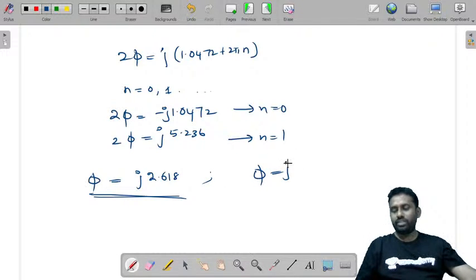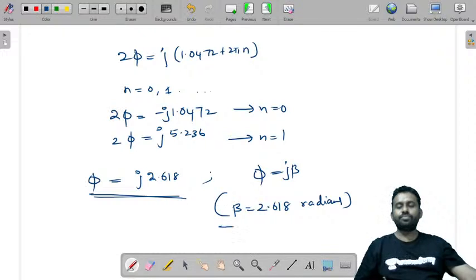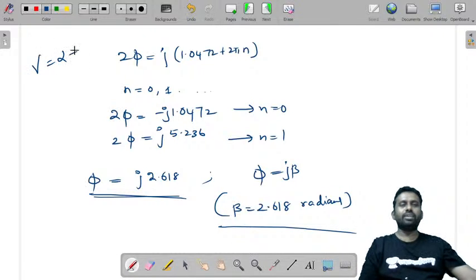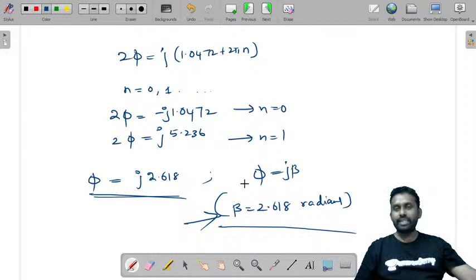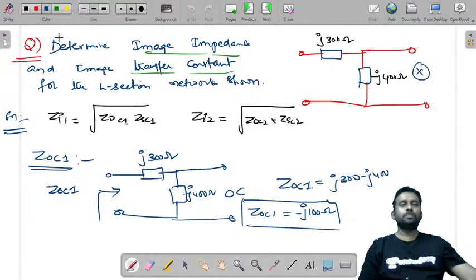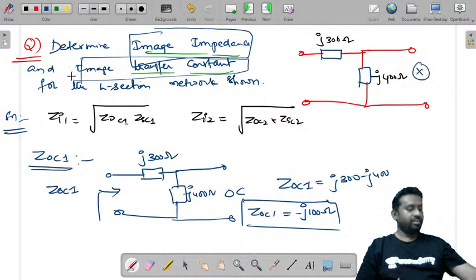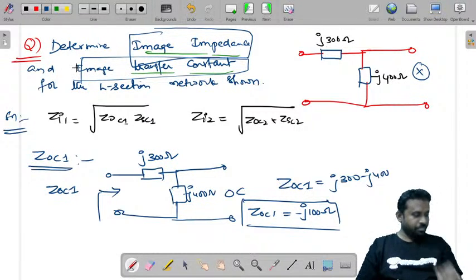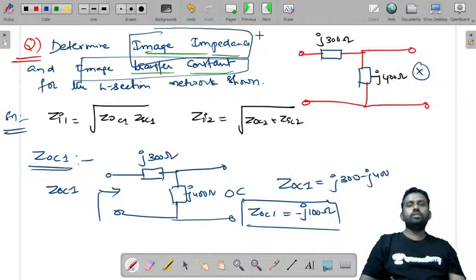Actually phi is equal to j into beta. So with this beta value of 2.618 radians, this is gamma. Actually gamma is equal to alpha plus j beta, right? So alpha is attenuation that you have not considered here. You can write this beta value as 2.618 radians. So this is how you will determine image impedance and image transfer constant for a given question.